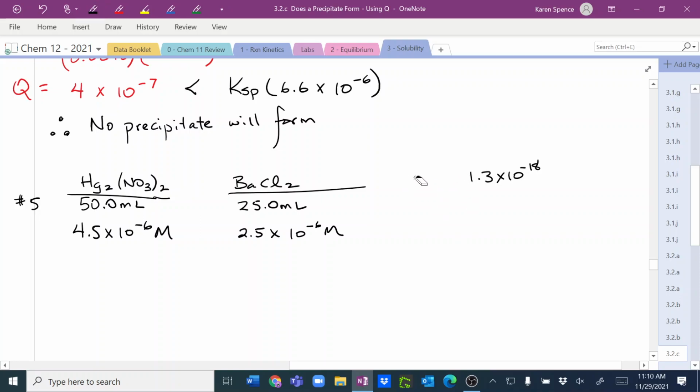Okay, that's really bad. Move that over. So, once again, we need to identify who is the precipitate. Well, the nice thing is that if they give you a Ksp, you know that has to be the precipitate. Anyway, our precipitate is Hg2Cl2.